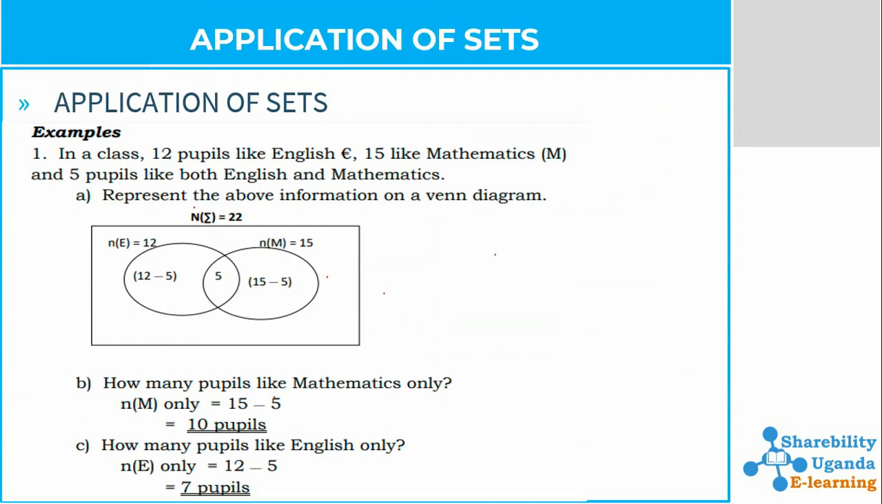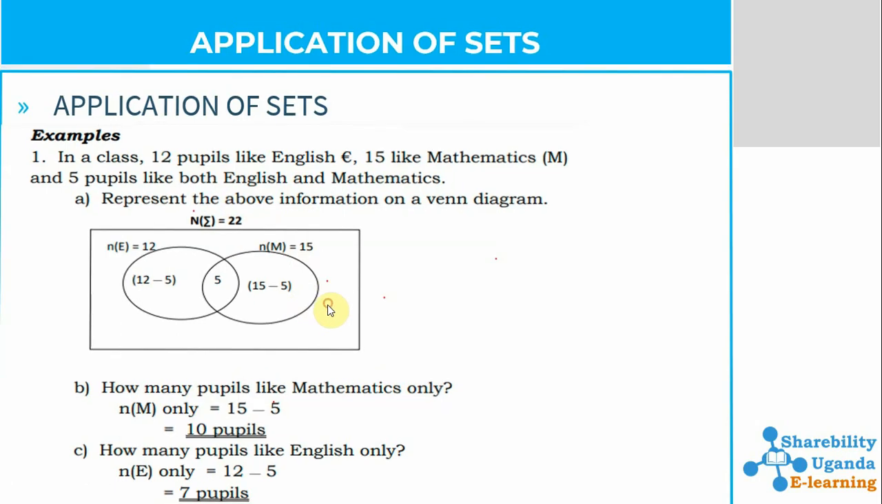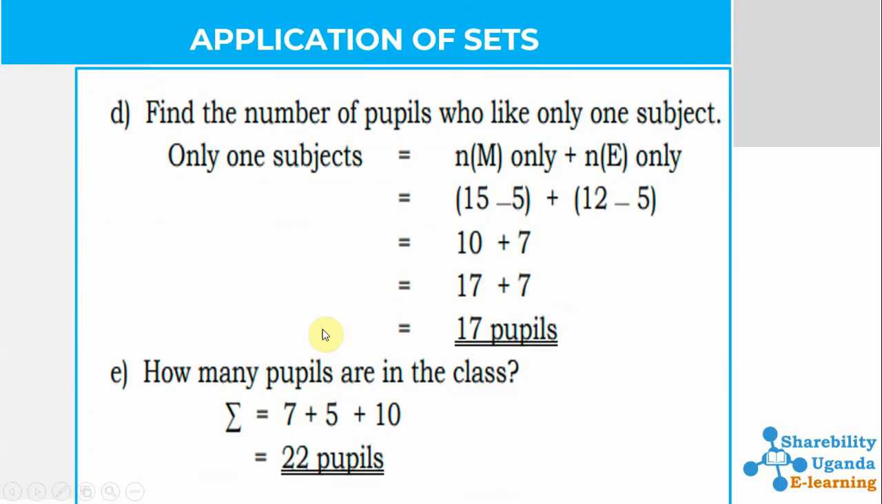Now when you look at this set, the summation of these people has been given here, but how did they come about it? If you are given such information, how do we get the summation or the total number of people who were in the class? We are going to see how they were able to get this summation of the whole set. Then also we are going to look at, if they tell you to find the number of people who like only one subject, which concept do you use to find the correct answer.